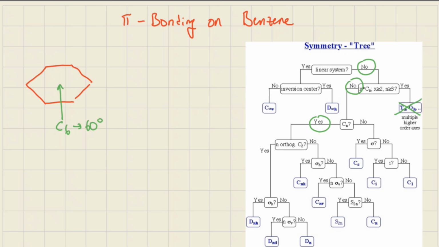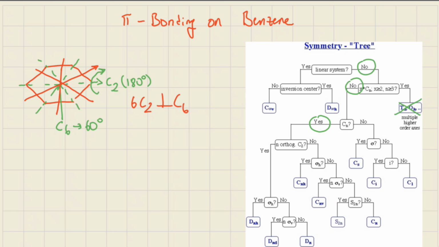Is there an orthogonal C2 to Cn? So for instance we have this one. We have a C2, or if you turn the molecule from here to here, you will obtain the same molecule. We have another two, so these are the C2, and we can also find other C2s. For instance, we have this one, this one, and this one. So there are 6 C2 perpendicular to C6. So the answer is yes.